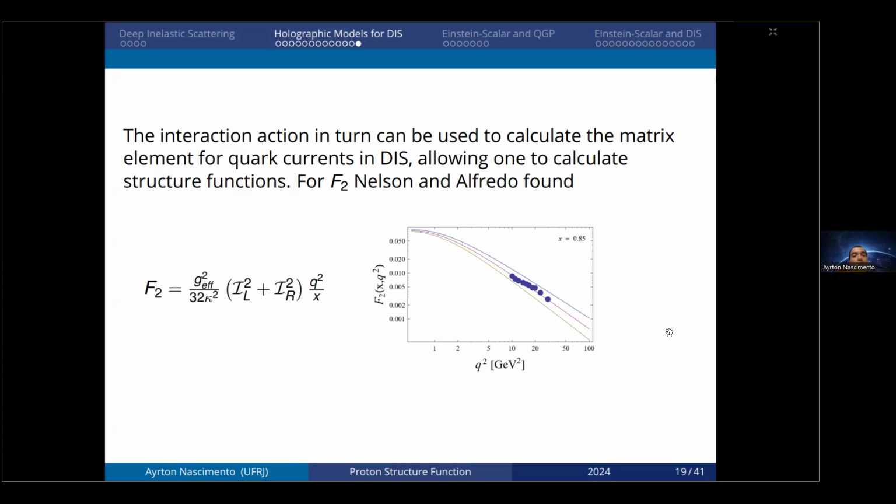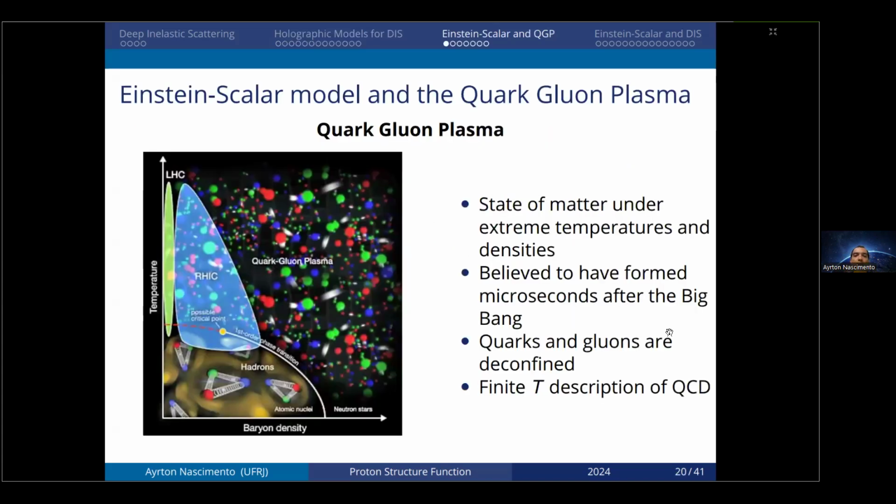So these are some examples of holographic models used to describe deep inelastic scattering, okay? And right now I'm gonna tell you about the Einstein-Scalar model, also known as the Einstein-Dilaton model. It's more known as Einstein-Dilaton, but sorry, yeah.